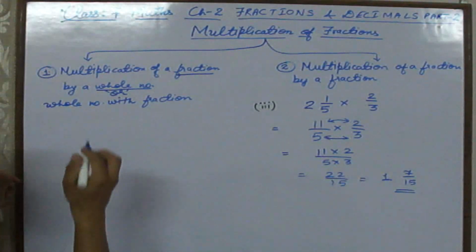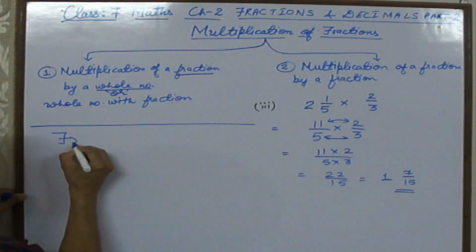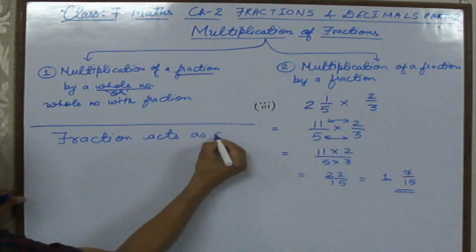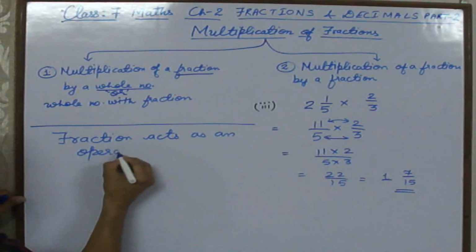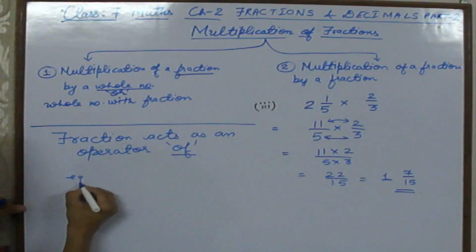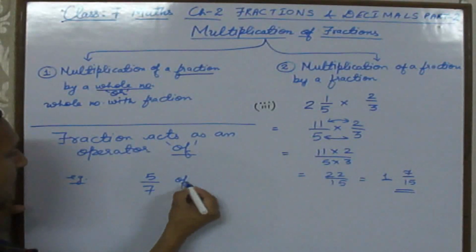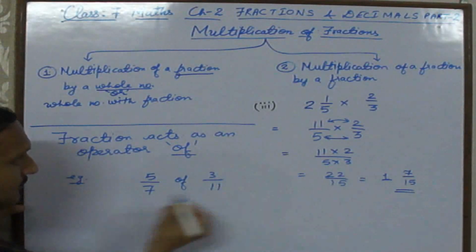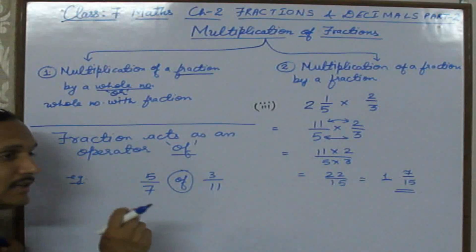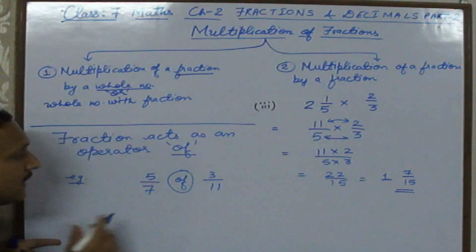Now one more case. Fraction acts as an operator of. See the example to illustrate this topic. 5 by 7, one fraction I have taken. 5 by 7 of 3 by 11. Now what do we mean by of here? Of represents multiplication. Fraction acts as an operator of, and of here means multiplication.